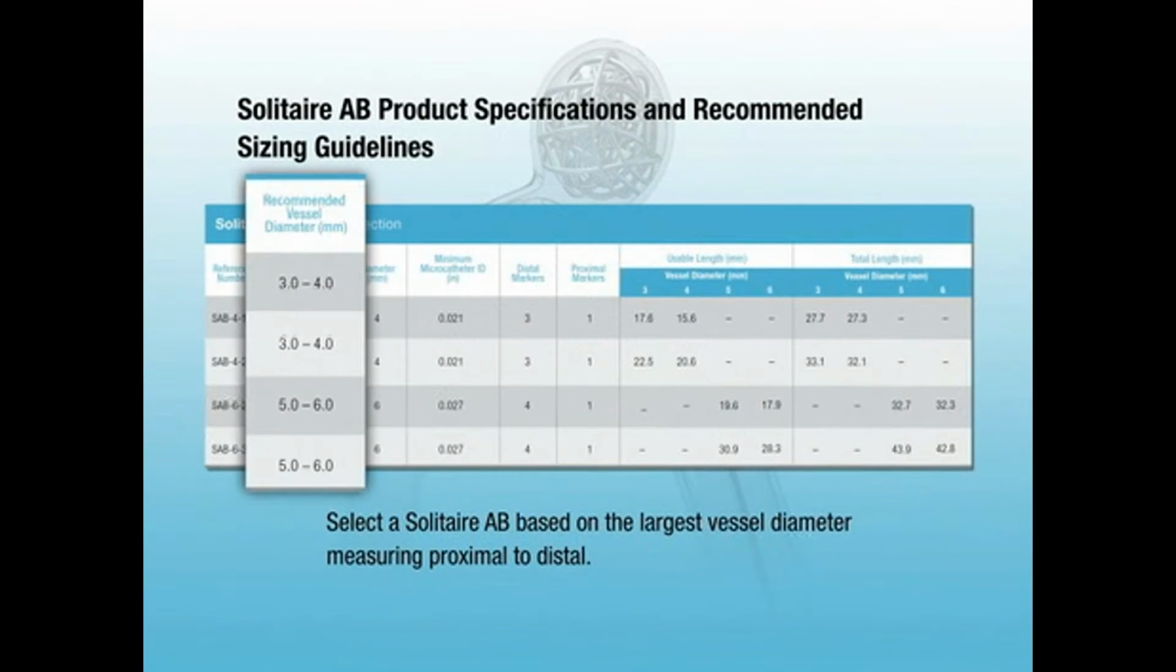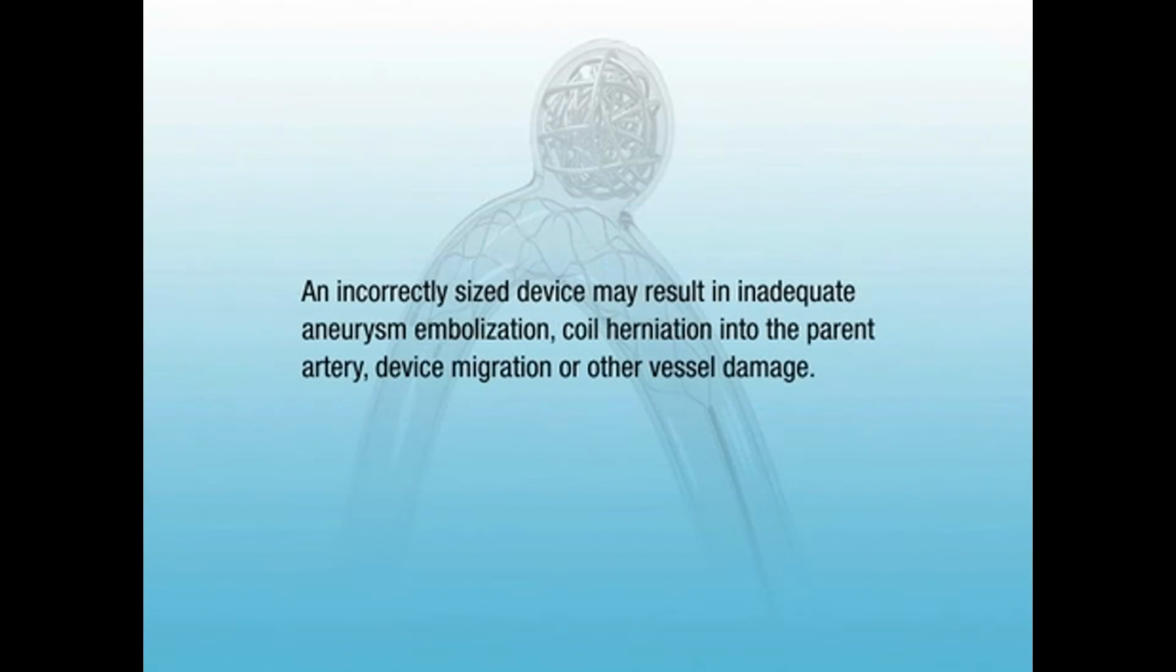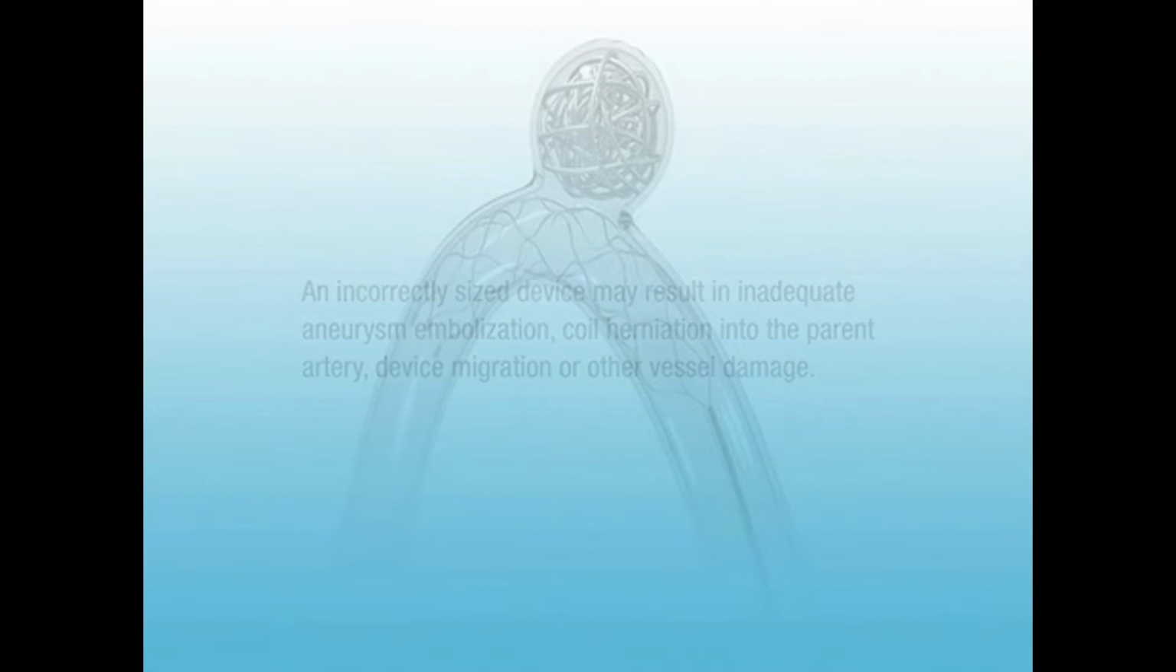Select a Solitaire AB based on the largest vessel diameter measuring proximal to distal. Select a Solitaire AB usable length that is at least 8 mm longer than the aneurysm neck to maintain a minimum of 4 mm on each side of the aneurysm neck along the parent vessel. An incorrectly sized device may result in inadequate aneurysm embolization, coil herniation into the parent artery, device migration, or other vessel damage.